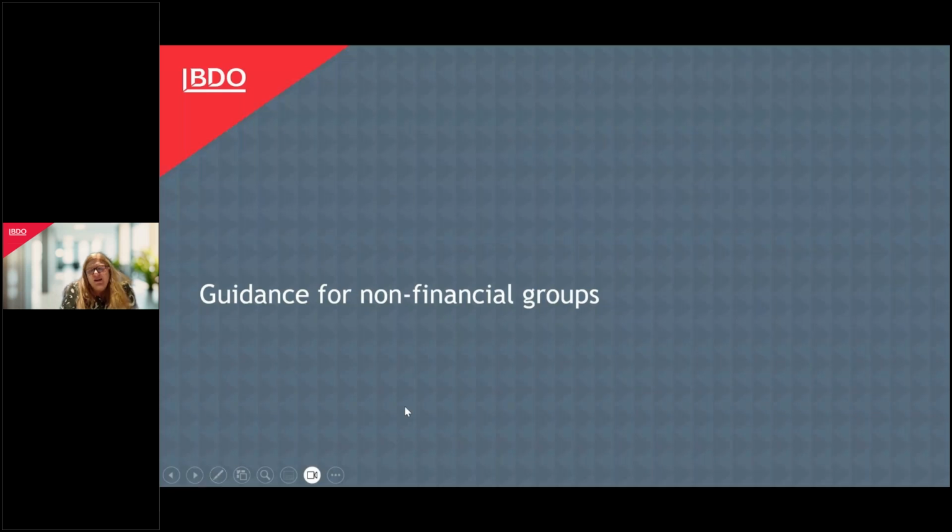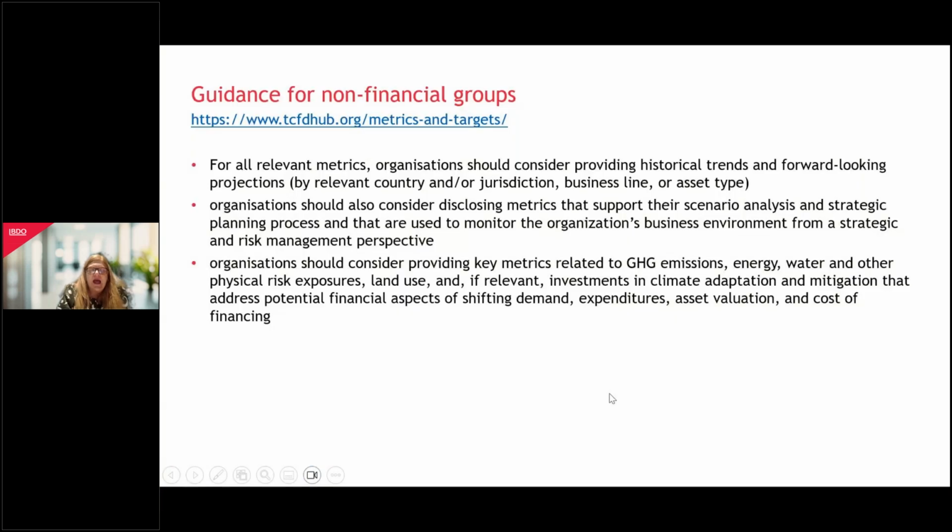And then finally, they have guidance for non-financial groups. So for other groups, organizations should consider historical trends, forward-looking projections, by country, by jurisdiction, by business line or asset type. Organizations should consider disclosing metrics that support their scenario analysis and their strategic planning, and their risk management perspective. So what we do for strategy, what we do for risk management, all of that should influence and inform the metrics we come up with.